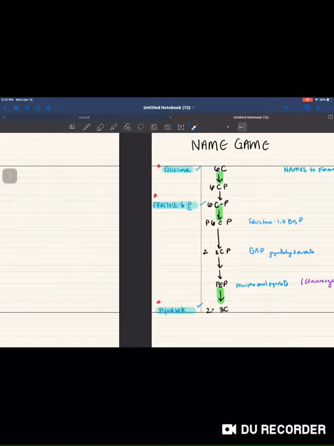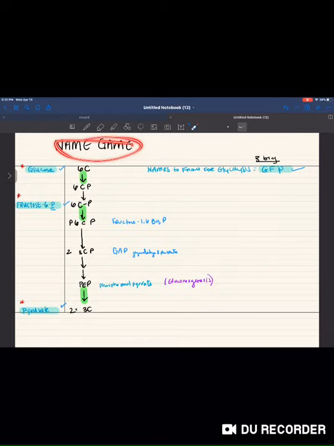So now let's talk the name game. What are the important names that we have to know for glycolysis? Well, this first molecule here is called glucose, and glucose is what we use for glycolysis. The next important name that we want to focus on is this molecule right here, which is fructose 6-phosphate. Any of the P's that you see here are all phosphates.